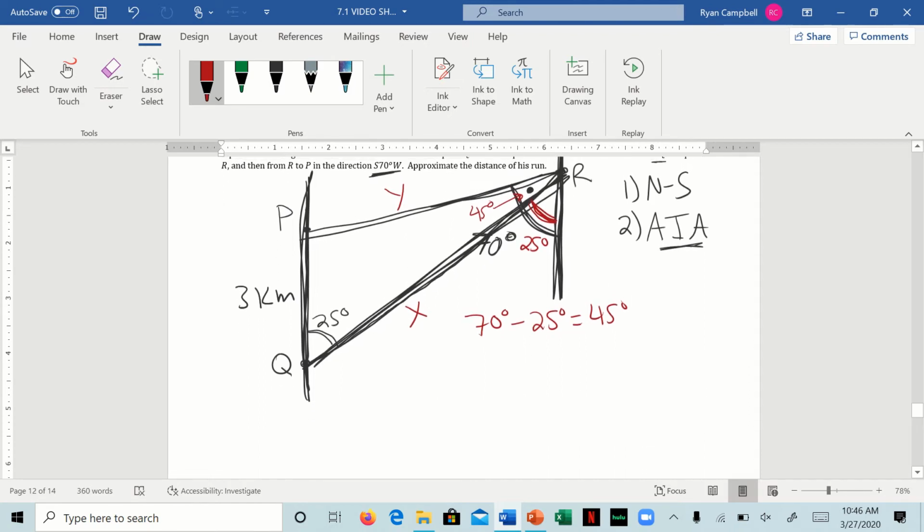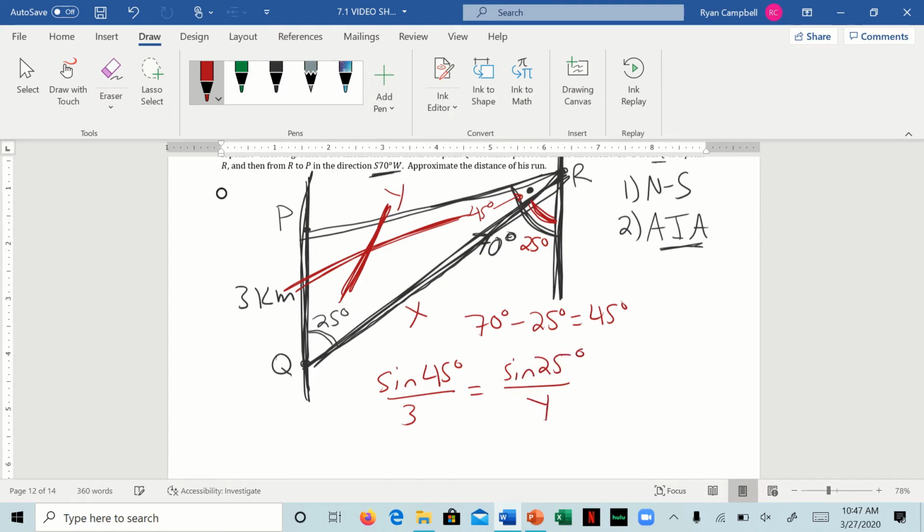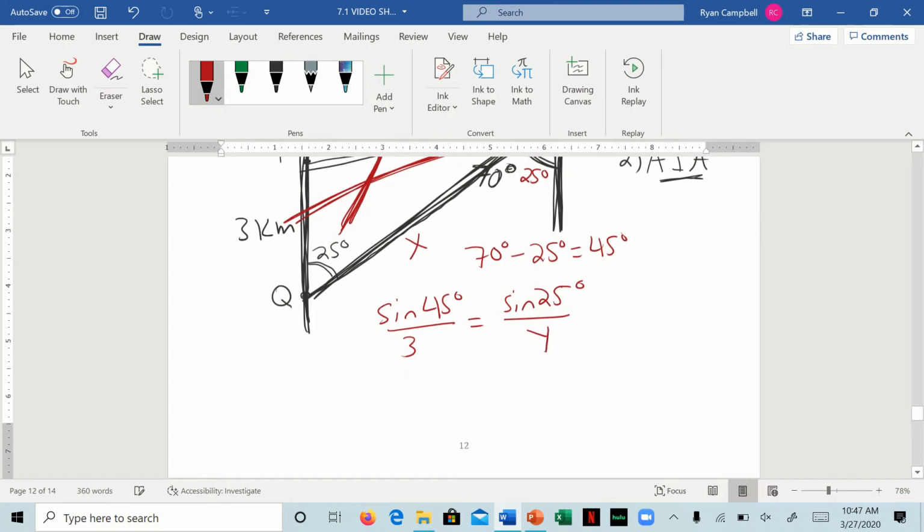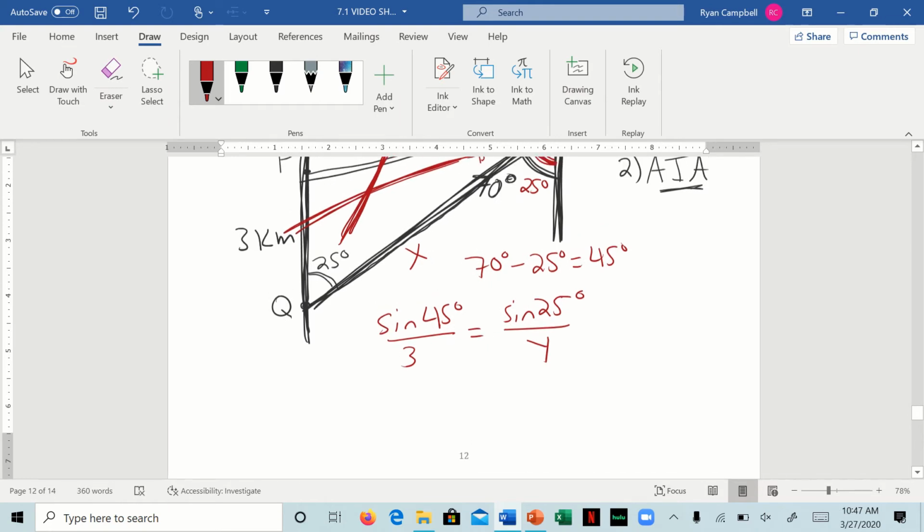So right now, we can see that this is across from each other, which is law of sines. We also know that the 25 is across from the Y. So now we can figure this out. Sine of 45 degrees over 3 equals sine of 25 degrees over Y. So we can see pretty easily that Y is 3 times sine of 25 degrees over sine of 45 degrees.